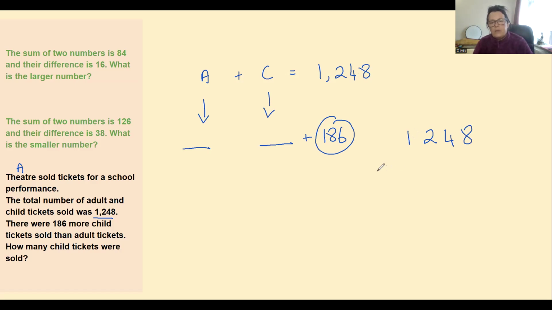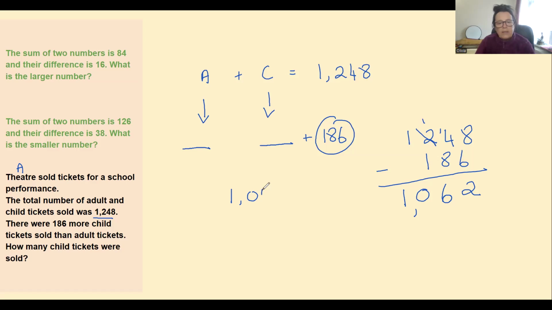Let's do that. 1,248 subtract 186. So 8 subtract 6 is 2. 14 subtract 8 is 6. And now we're just left with 1 subtract 1, 0. Okay, so we have 1,062 tickets. And remember, we took away the difference.